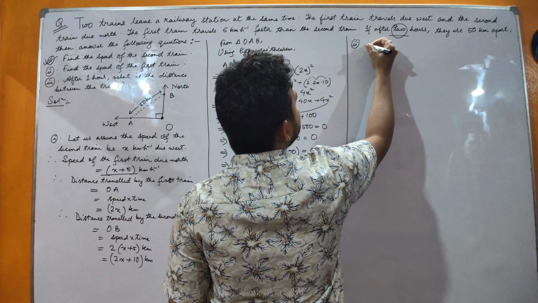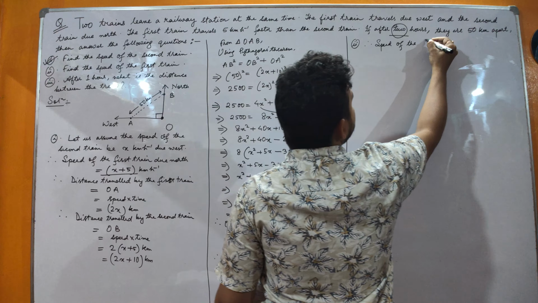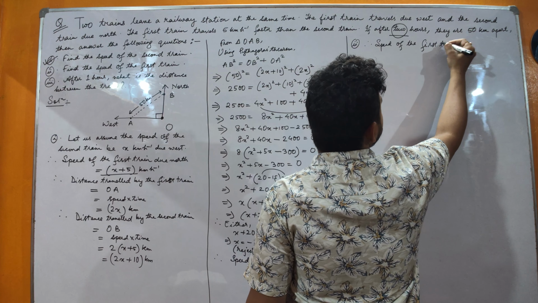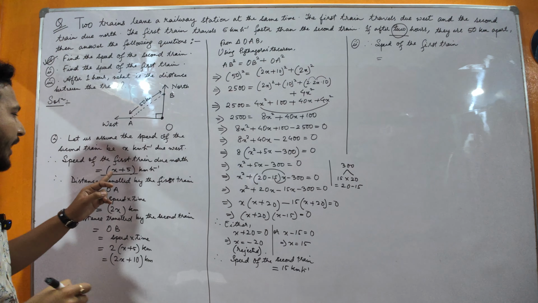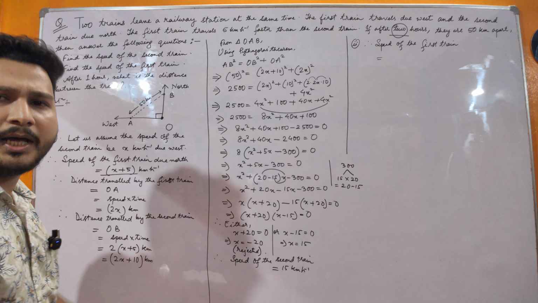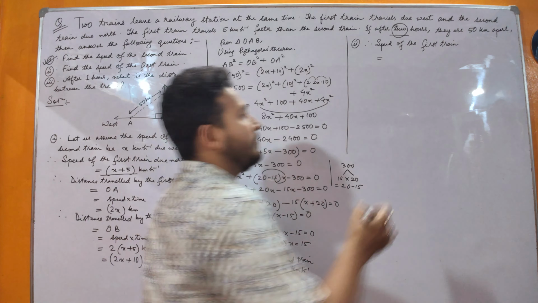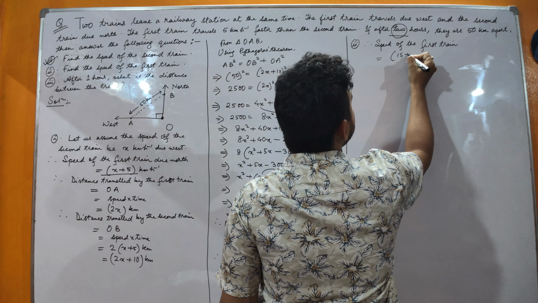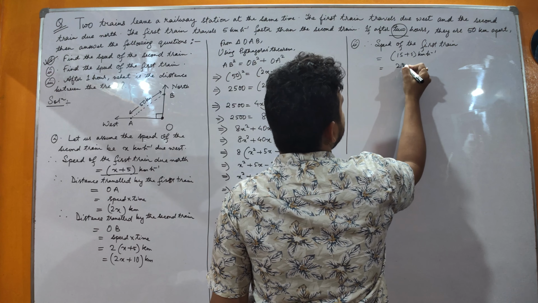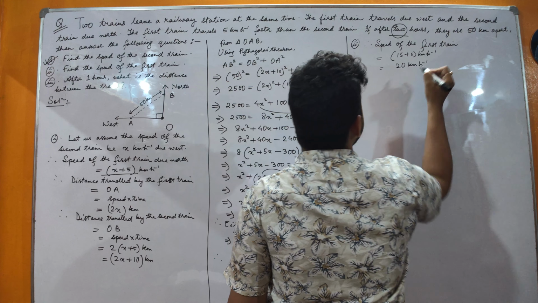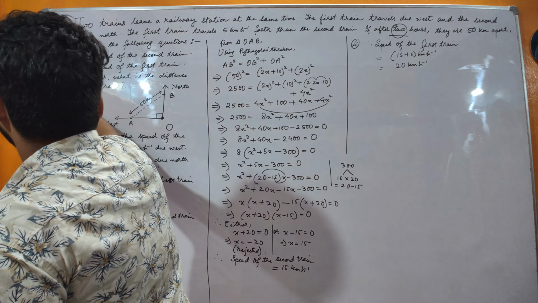Therefore, speed of the first train is equal to, what was the condition? x plus 5 kilometer per hour. So of course x is 15, so 15 plus 5 kilometer per hour. That's 20 kilometer per hour. We have got the speed of the first train. Let's check the third condition.